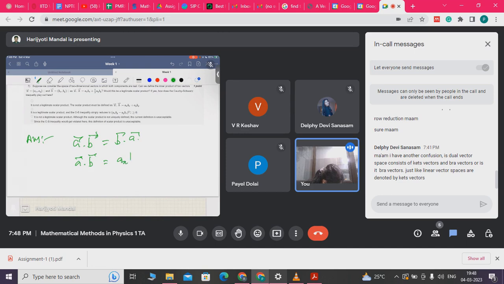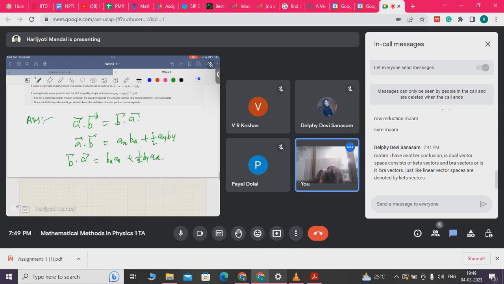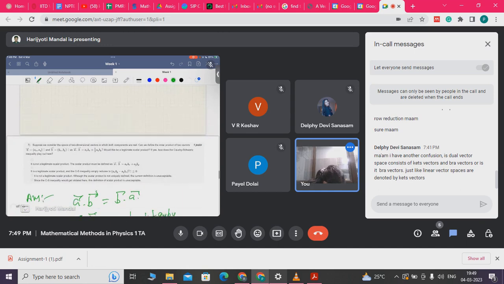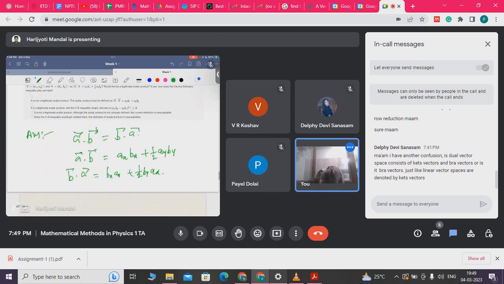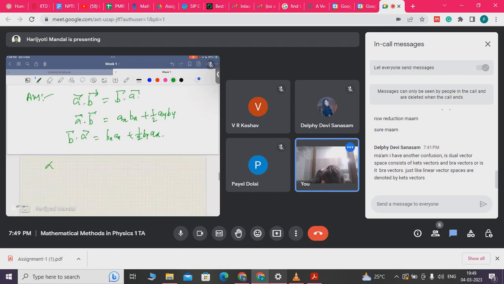We know a dot b has to be equal to b dot a. So a dot b is given by ax bx plus half of ay by. So b dot a has to be bx ax plus half of by ay.